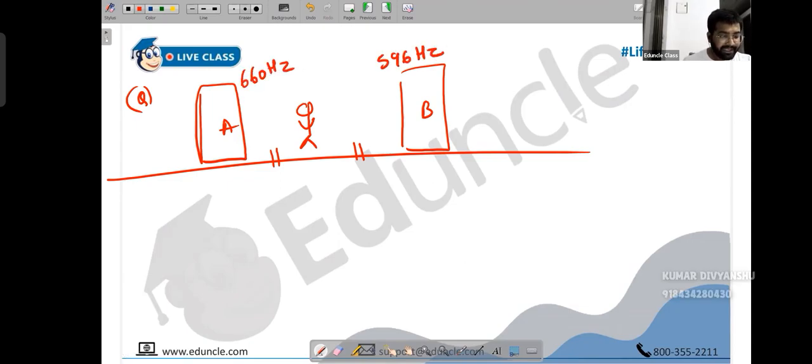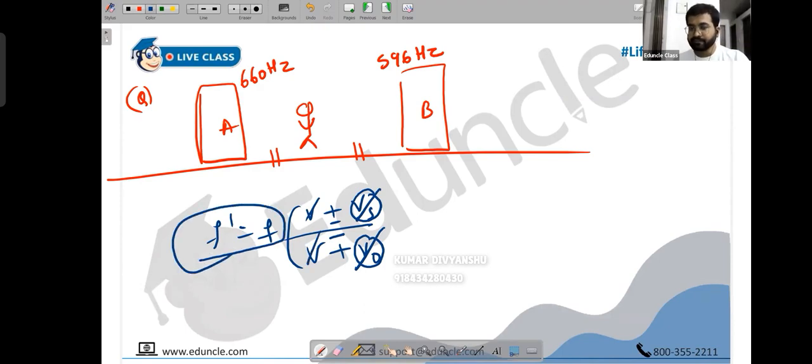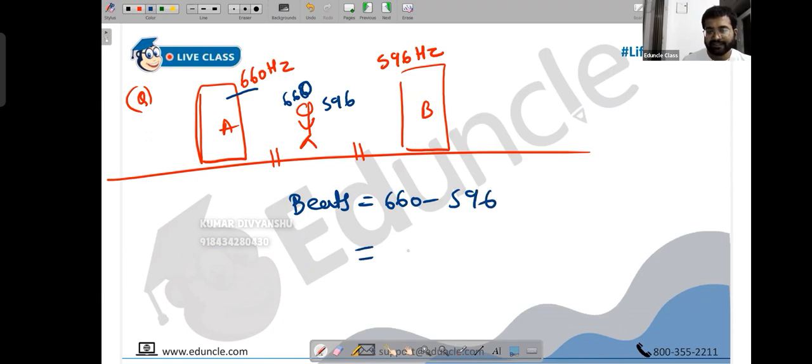Now source B and the man start moving away from source A with a speed of 30 meters per second. So B is also moving with a speed of 30 meters per second. First of all, before this, what is the beat frequency? It is the difference in frequency. Right now, initially, all of them are at rest. If all are at rest, then F dash is equal to F, whichever formula you use, plus-minus or minus-plus, because if source and observer are at rest, the terms cancel. Apparent and original frequencies become equal if everybody is at rest. So whatever is emitted, the same will be heard. So beats will be the difference between them, which is 660 minus 596, which is 64 hertz.